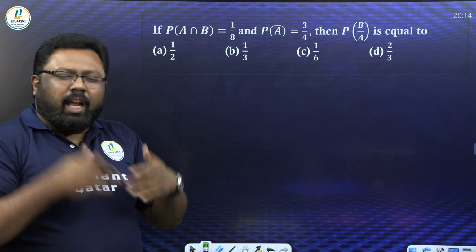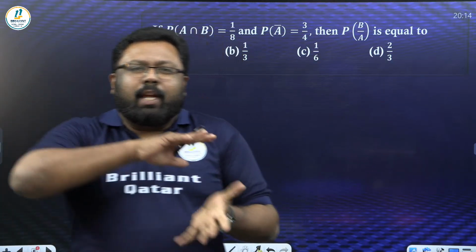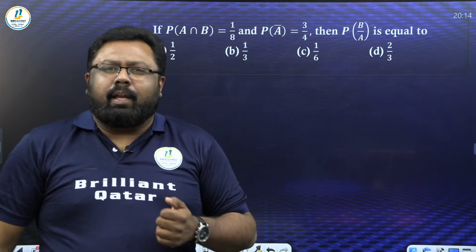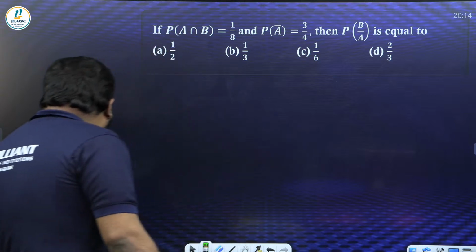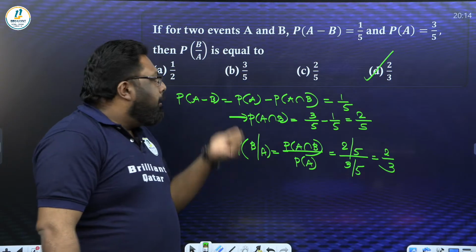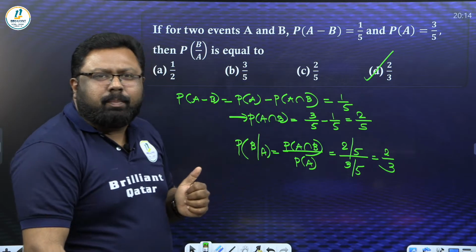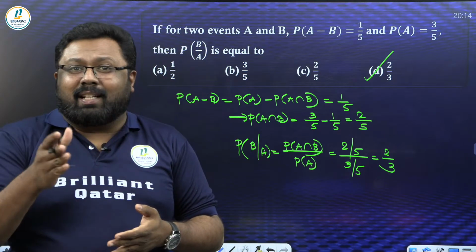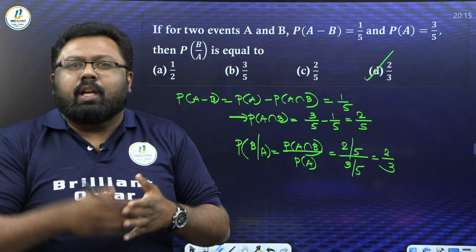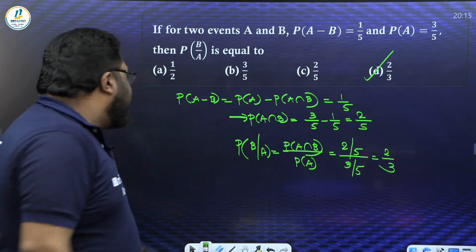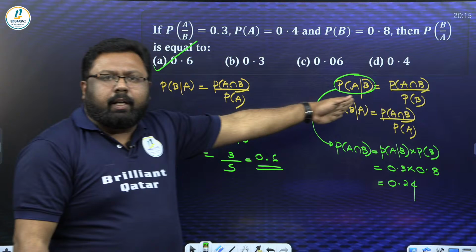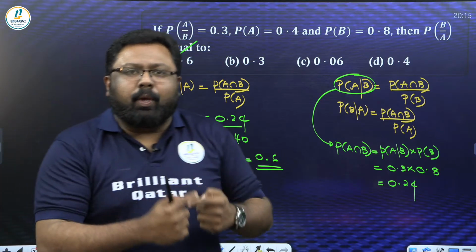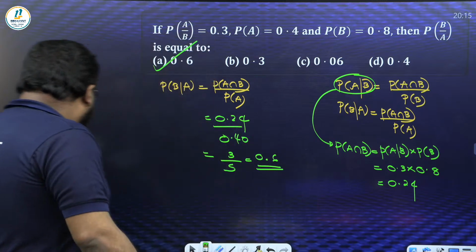Again, going forward to this question, let me remind you, you need to know all the formulas which will help you to find A intersection B. Just now, I discussed one formula, P of A minus B equals P of A minus P of A intersection B. There are so many formulas like this which connect to A intersection B. Because A intersection B is a part of your conditional probability, you need to learn all the formulas which will help you to find A intersection B.